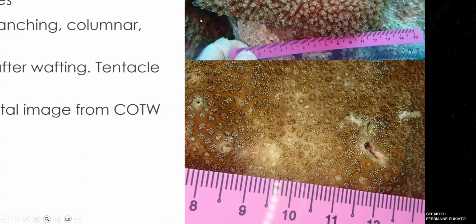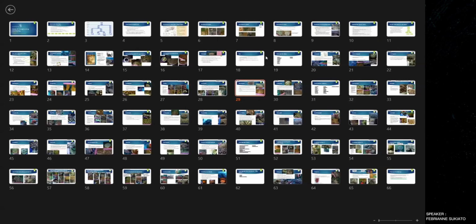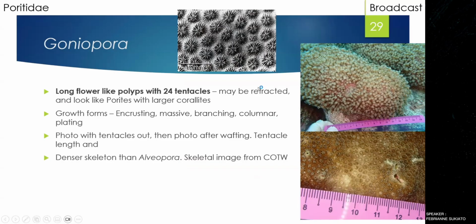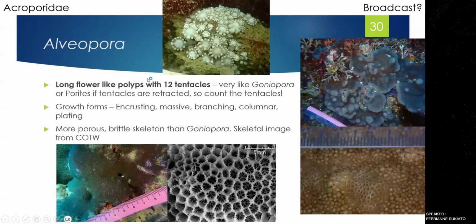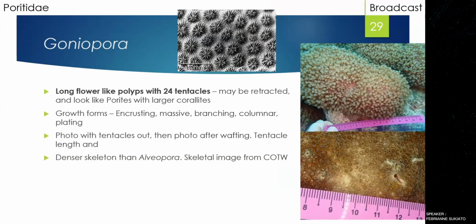And then this will come in handy later. So this is the skeletal structure of Goniopora. For Alveopora, it looks quite similar to Goniopora, but the distinguishing feature is that it has 12 tentacles in comparison to Goniopora's 24 tentacles.